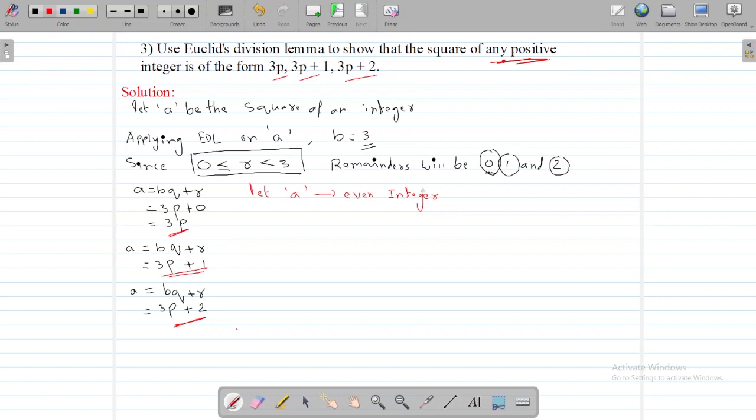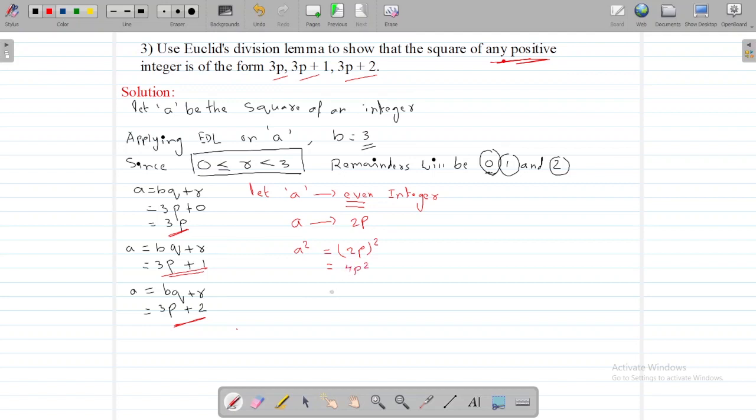Then A is of the form 2P. So we can say that A is of the form 2P. Why? Because it is even. So now what we'll do, we'll square on both sides. A square is equal to 2P square.